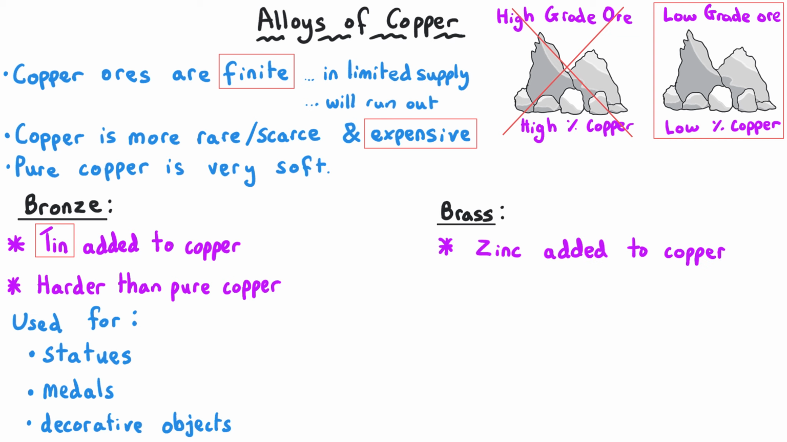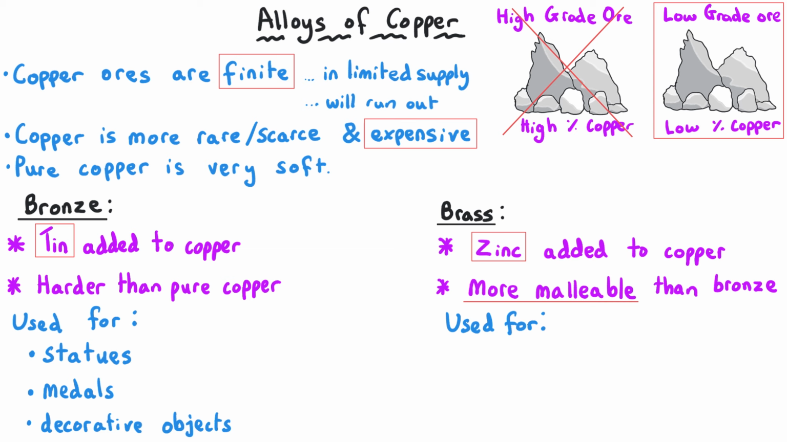Brass is a bit more malleable than bronze, and that's an alloy of copper with zinc. And because it's more malleable, it's useful for applications that require moving parts.